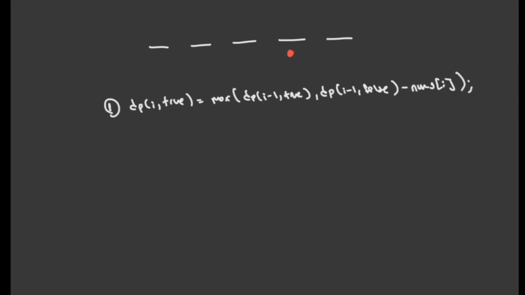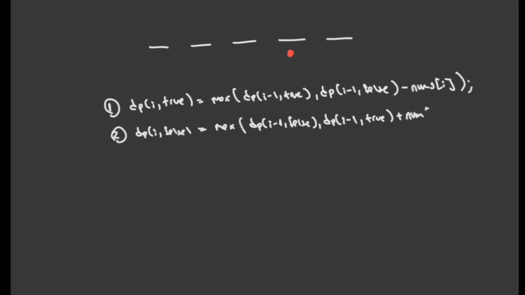Next, let's examine the case where we don't have a stock. If we don't have a stock, again, there are two possibilities. Either we didn't have a stock before that day and we were inactive, or we had a stock and we sold it today. Since we sold it, that's why the plus sign. And since we finish a transaction, we have to decrease the fee amount.